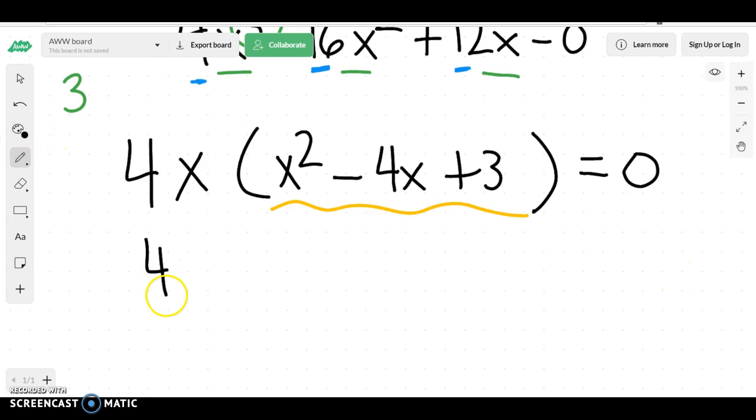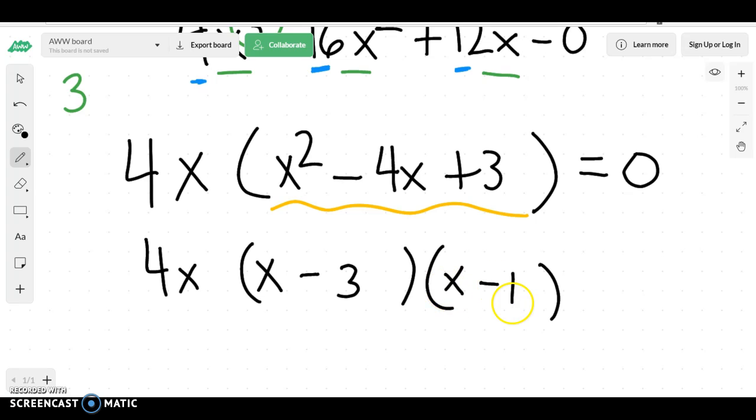When I try to factor this inside portion, I'm going to get x minus 3 and x minus 1, because again, we always want to think about what we'll multiply together to give us this and add together to give us this. Now this time your zeros are a little bit trickier.